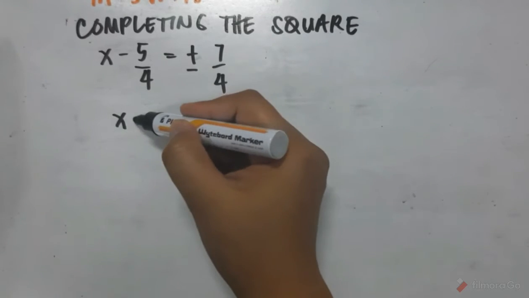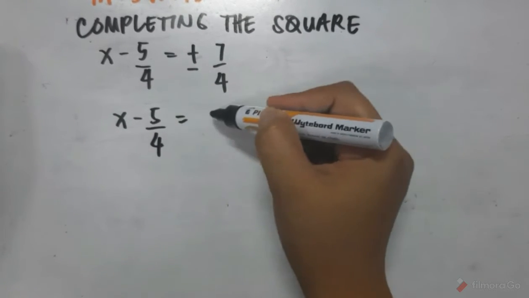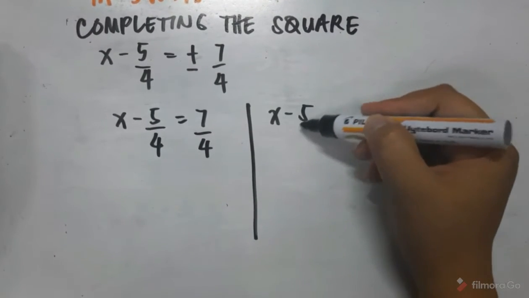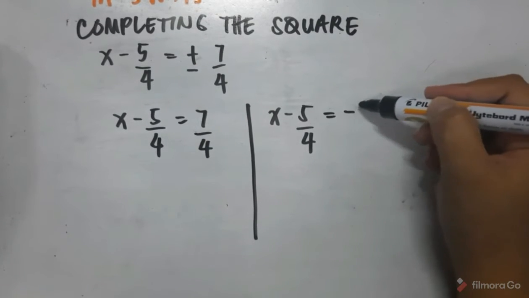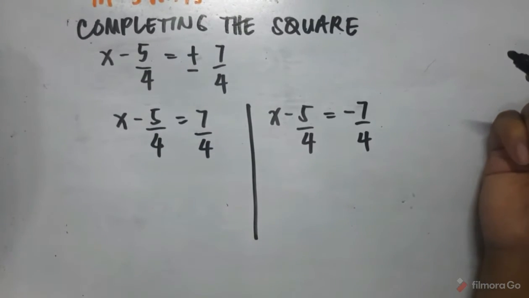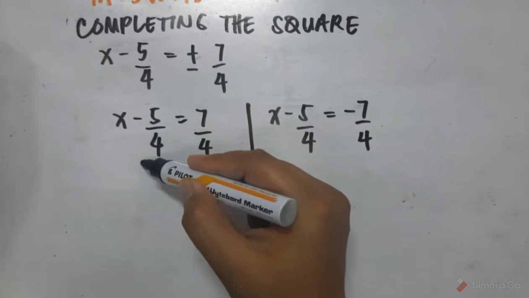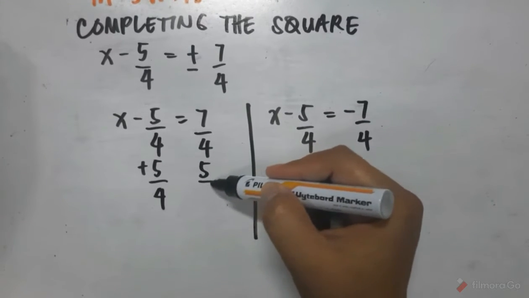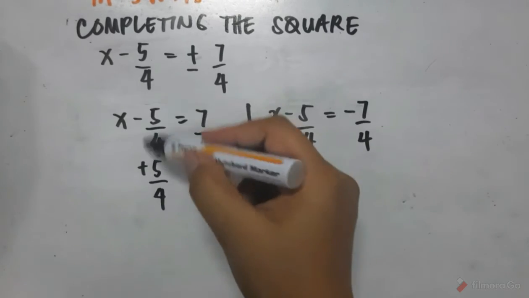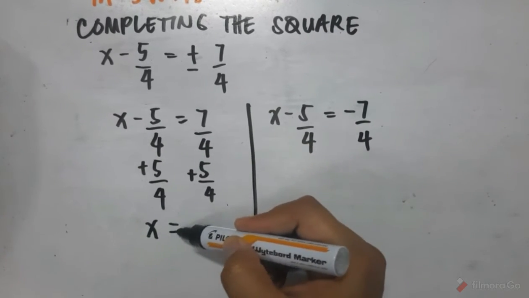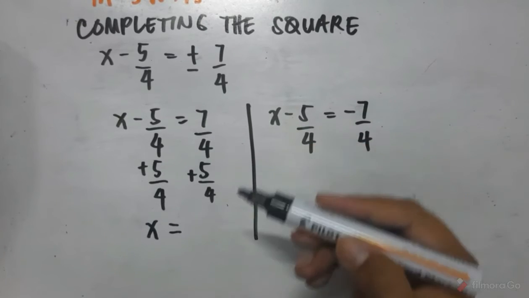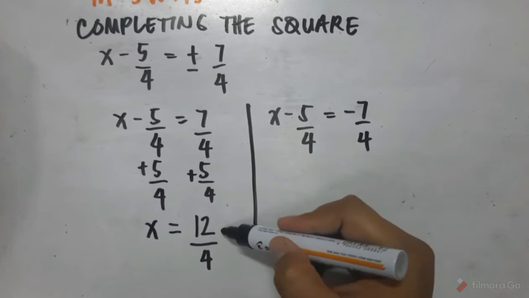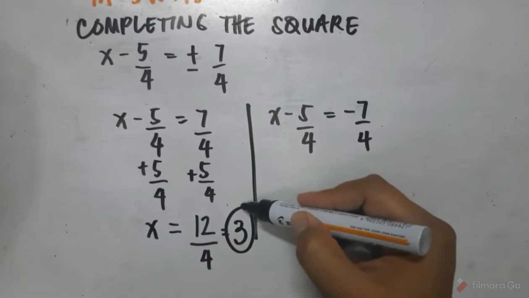So we have x minus 5/4 is equal to positive 7/4, and the other one is x minus 5/4 is equal to negative 7/4. Then we solve these equations, adding 5/4 on both sides of the equation to make this equal to 0. So now x is equal to 7 plus 5, that would be 12/4. 12/4 is equal to, correct, positive 3.